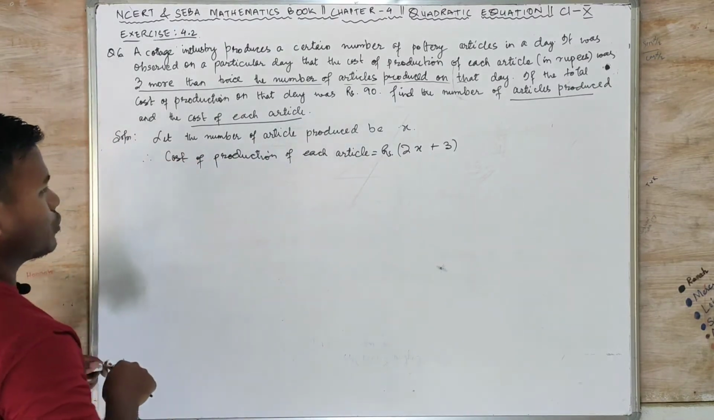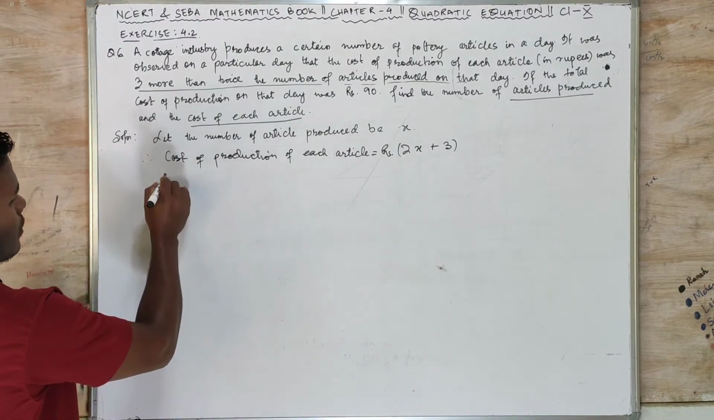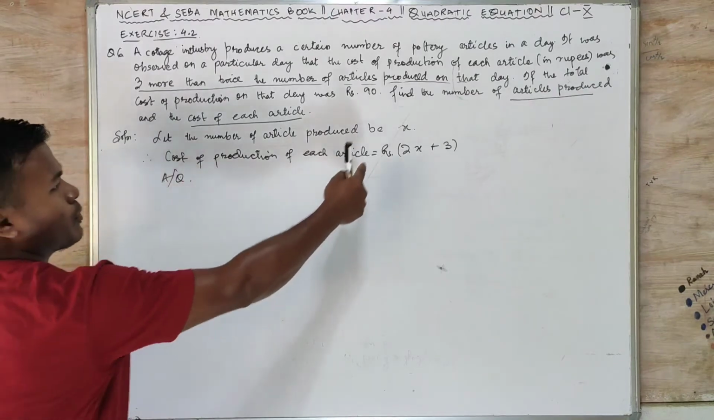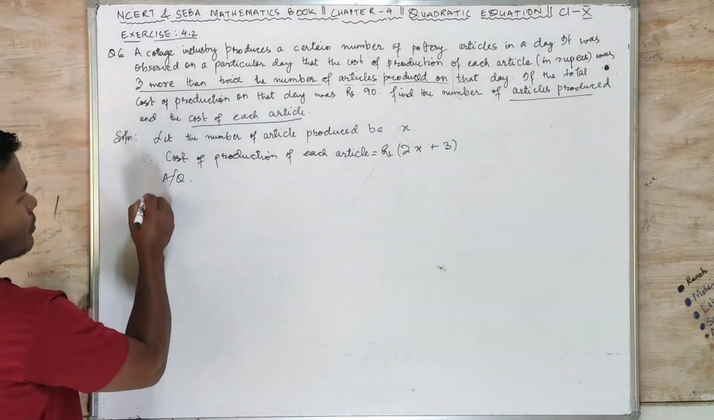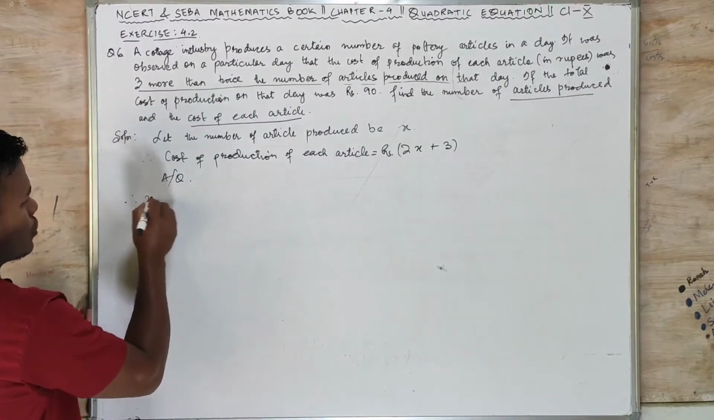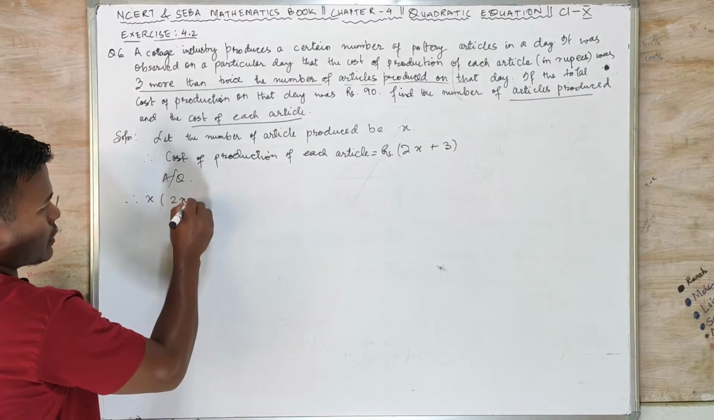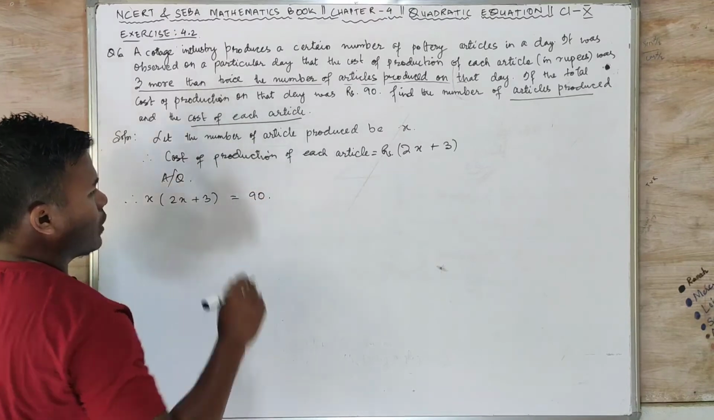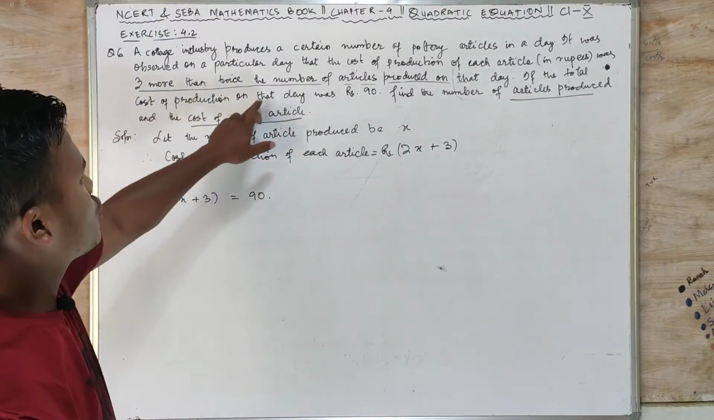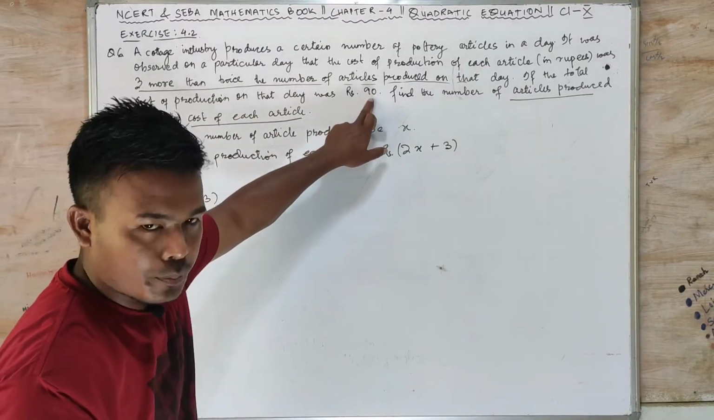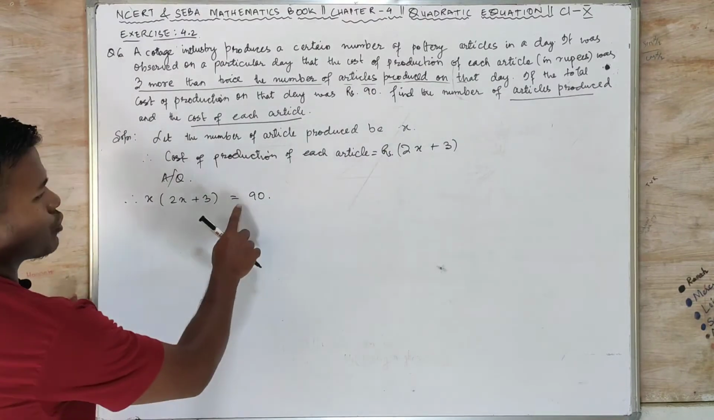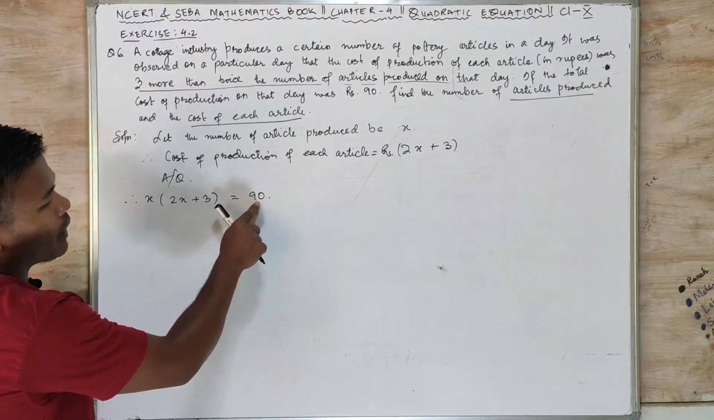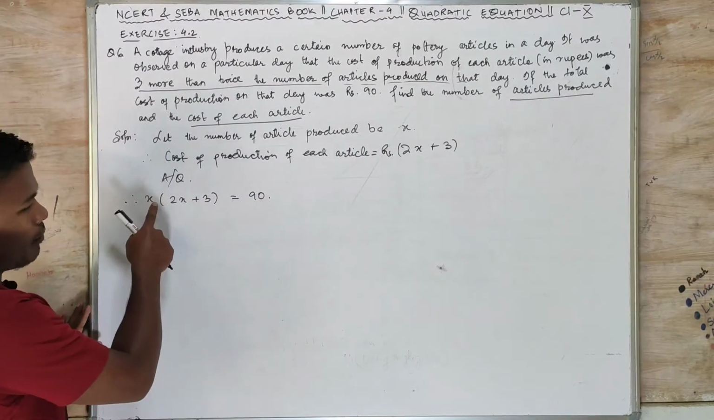Now if you go according to the question, you have to multiply these two numbers. What are the numbers given? x into 2x plus 3, which is equal to 90. How did the question say? If the cost of production on that day was rupees 90, it means the cost of production of the two articles is 90. Why do I give a multiply sign?